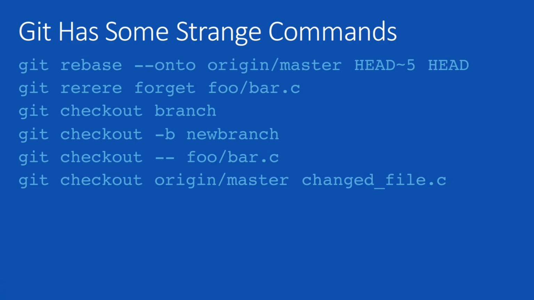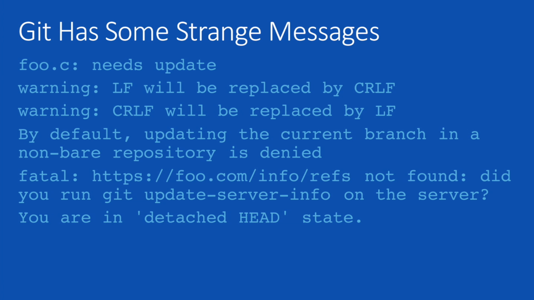Git, on the other hand, has some strange commands. These last four are my favorite. Checkout does 4 different things depending on what kind of arguments you feed it. And if you get them wrong, well, it can give you some strange error messages.